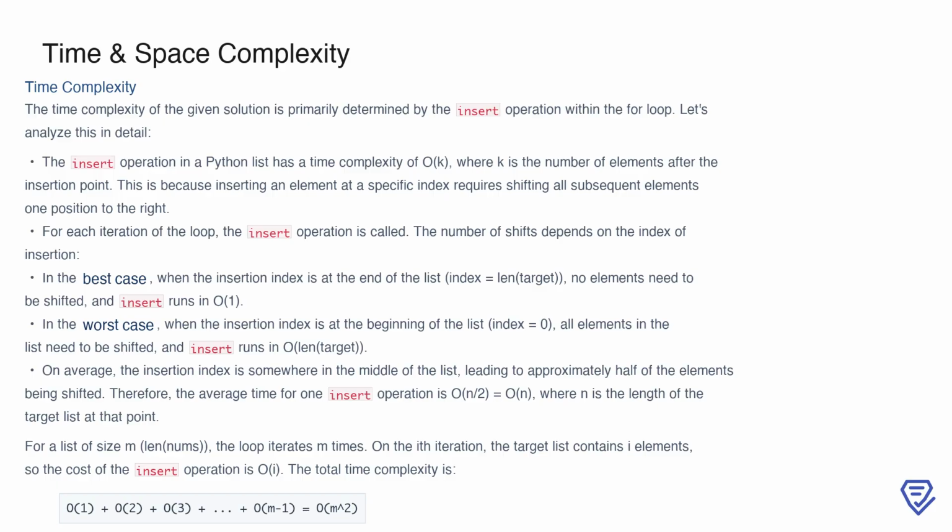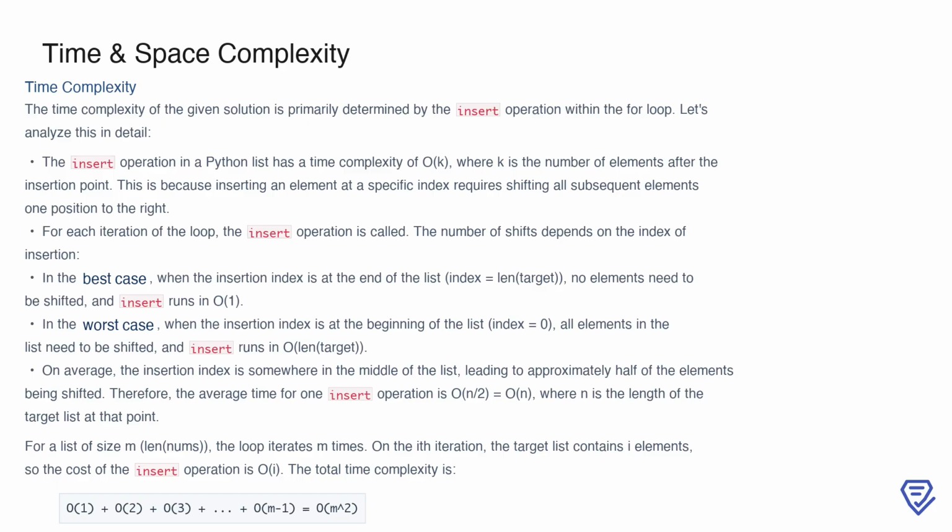To break this down, the insert operation in Python has a time complexity of O(k), where k is the number of elements that come after the insertion point. This is because inserting at a specific index requires shifting all subsequent elements one position to the right. Now, if the insertion happens at the end of the list, no elements need to be shifted, so the operation is O(1). However, if the insertion occurs at the start of the list, all elements have to be shifted, making it O(len(target)) in the worst case.